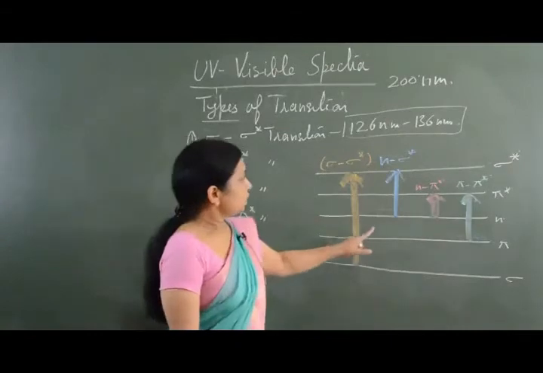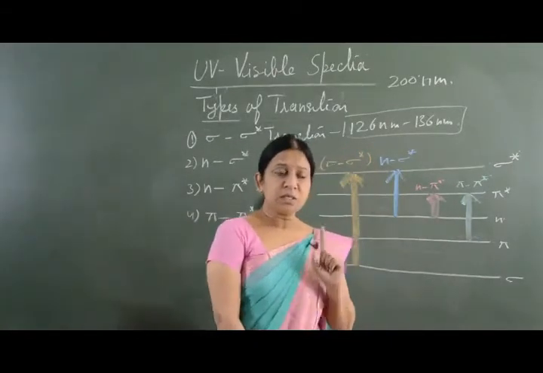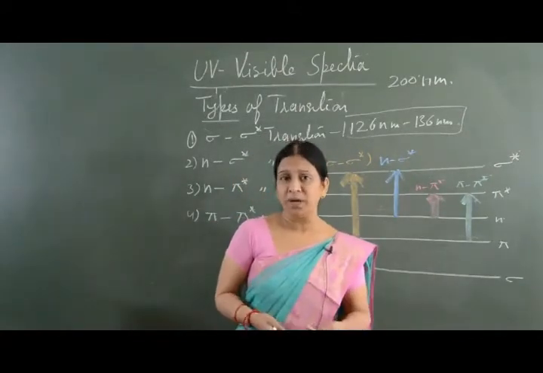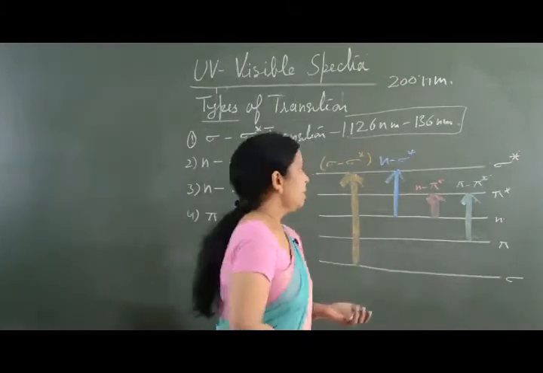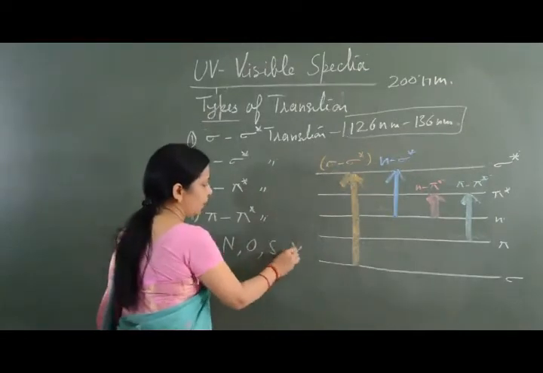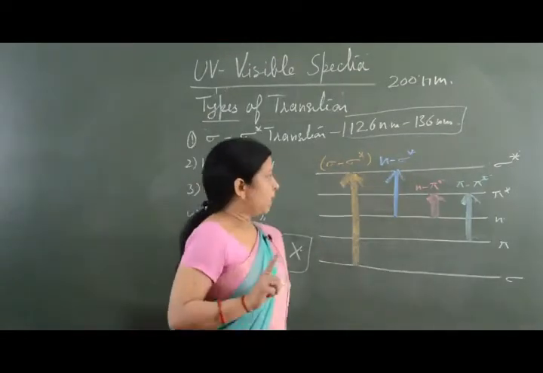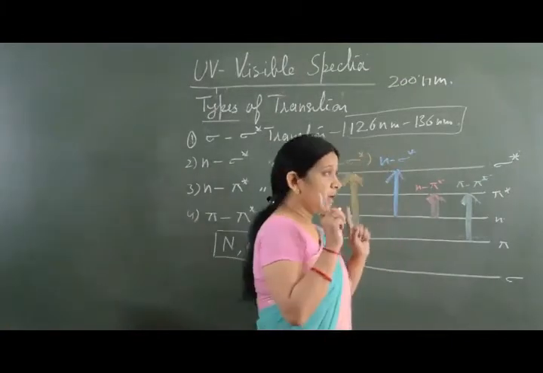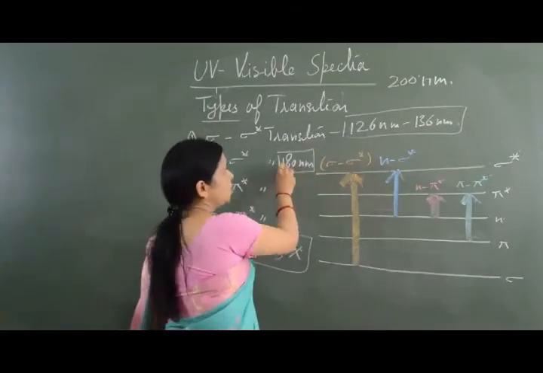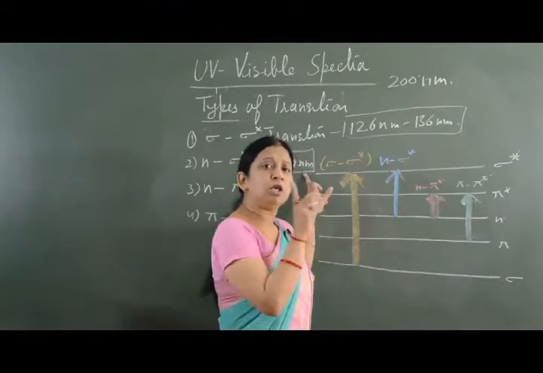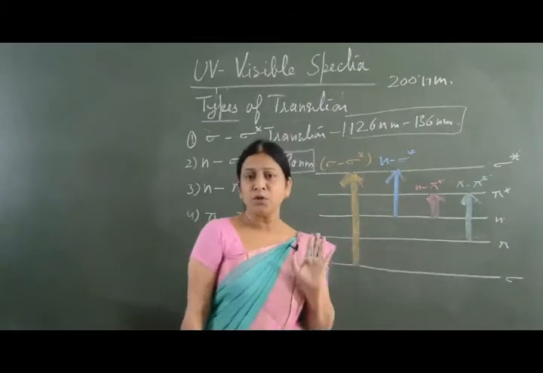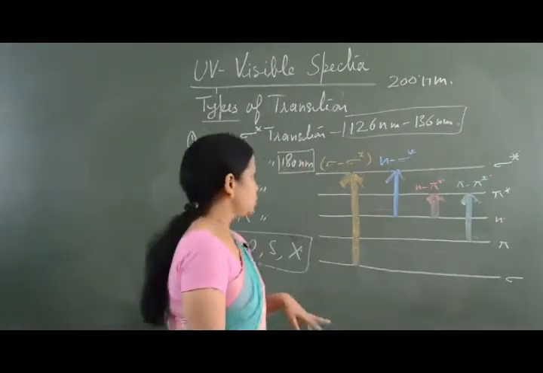Next we come to the n to sigma star transition. This type of transition is given by saturated compounds having lone pairs. So any saturated compound which is having groups like nitrogen, oxygen, sulfur or halogens is going to show this transition. The range of this transition is around 180 nanometers. So again it is still not in the UV range, but it is close to the UV range because our UV range is going to start from 200. So this is the second transition.